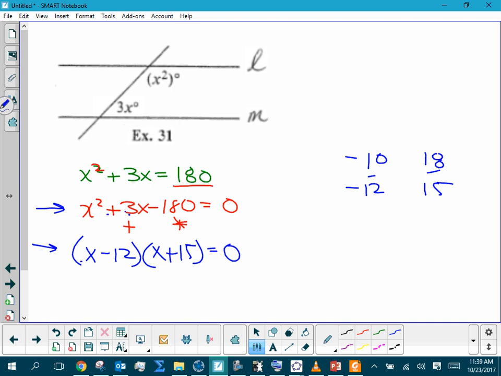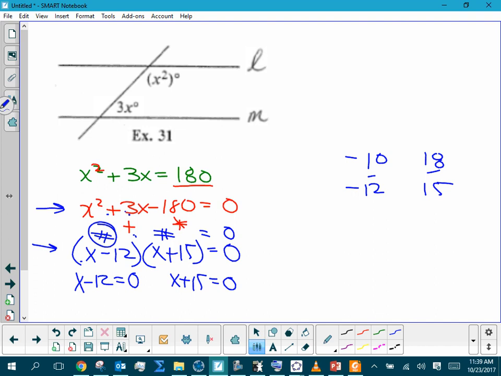If I have 2 numbers multiplied together and they equal 0, what does one of them have to be? Now, careful. Make sure we're answering the question I'm asking. If I have a number times a number and I get 0, what does one of these numbers have to be? 0. Or both of them could be 0, right? That's why we do both. So we say that this number, which is represented by x minus 12, has to be 0, and this one, x plus 15, has to equal 0.